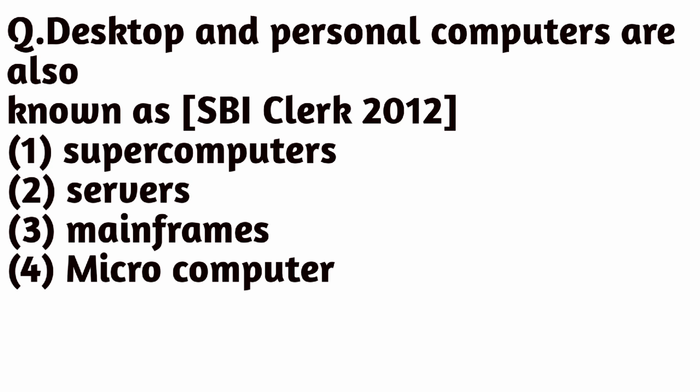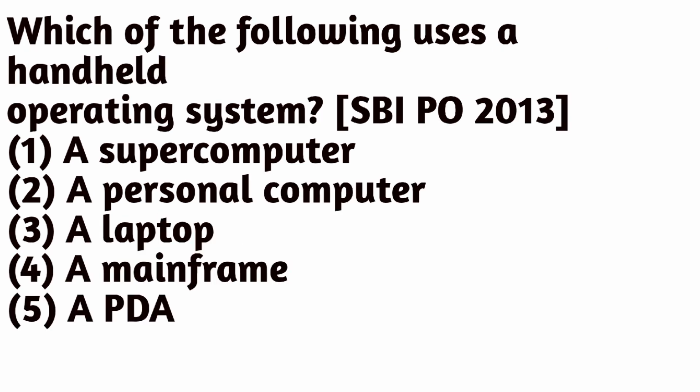Desktop and personal computers are also known as option 1, supercomputers, 2, servers, 3, mainframes, and option 4, microcomputer. The correct answer is option 4, microcomputer.